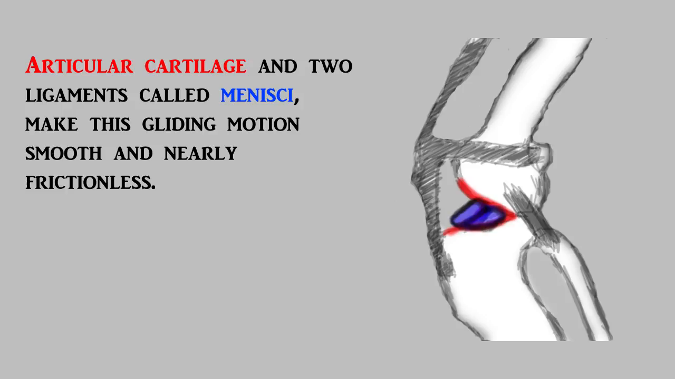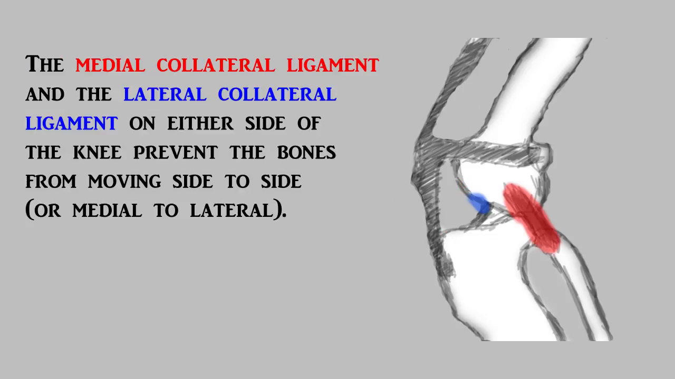Several ligaments and tendons stabilize this motion so that the stifle can move from flexion to extension. These soft tissue structures also restrict motion in any other direction. The medial collateral ligament and the lateral collateral ligament on either side of the knee prevent the bones from moving side to side, or medial to lateral.